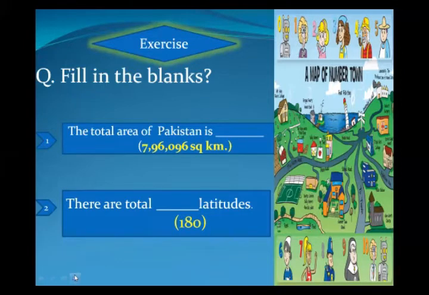Now we will discuss the exercise related the unit geography. And the first question is, fill in the blanks. The first statement is, the total area of Pakistan is dash. And the answer is, the total area of Pakistan is 7,96,096 square kilometer. The next is, there are total dash latitudes, and the answer is, there are total 180 latitudes.